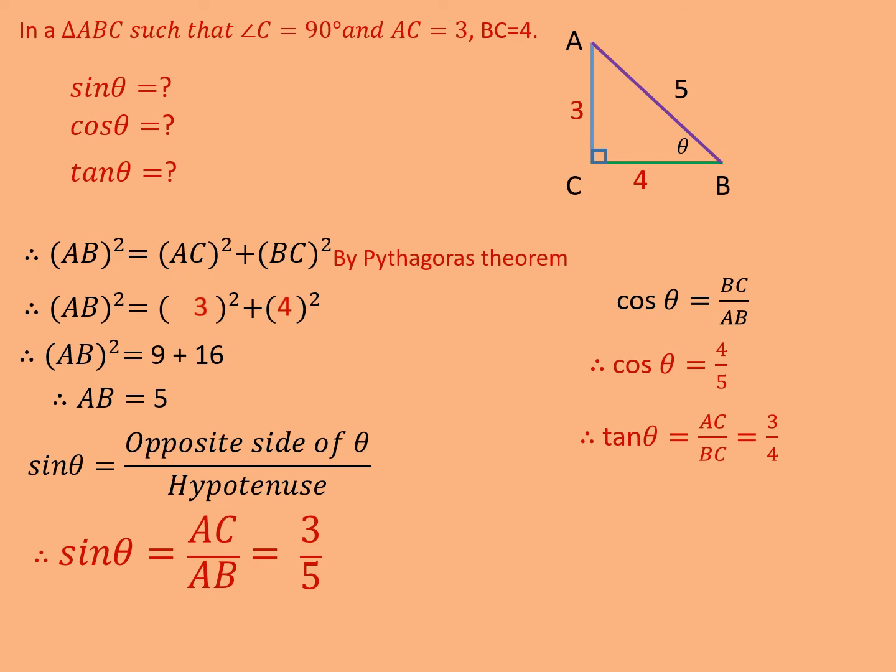You have seen that here I have not used common multiples and x is not there. Why? Because they have actually given the values of AC and BC, and that is why it is taken directly. I hope it is clear.